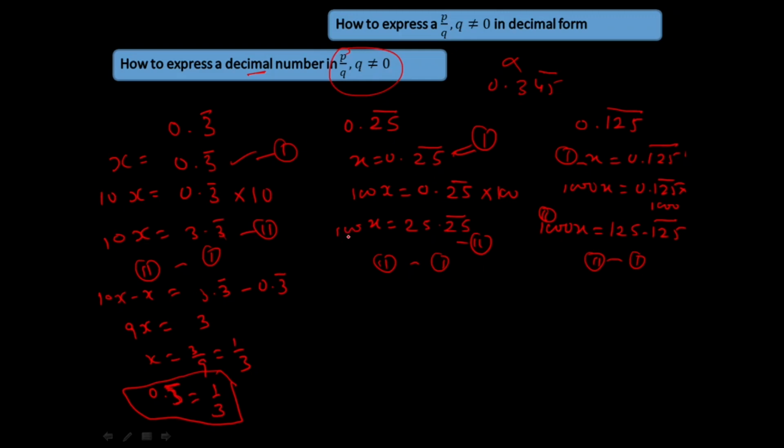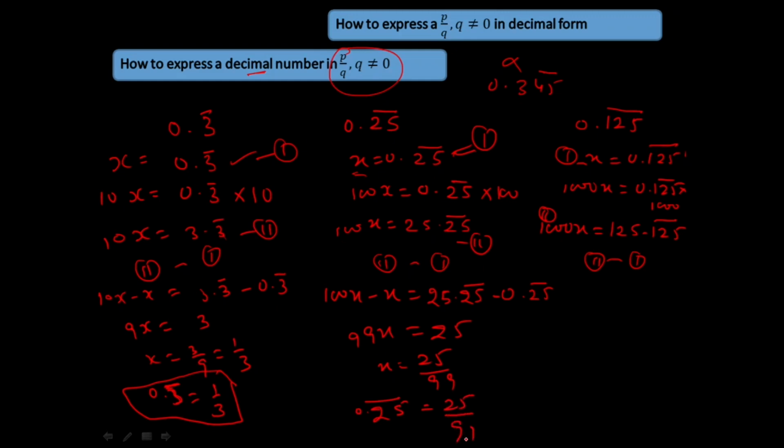Same here, 100x minus x. This x, right hand side from right hand side. What is the right hand side here? 25.25 bar minus 0.25 bar. Here it will be 25 only, and here is 99x. So x is 25 over 99. What was x? The given question, 0.25 bar. So the answer is this one.